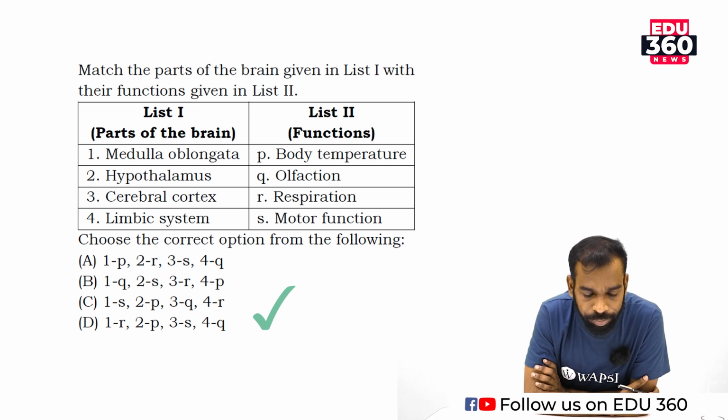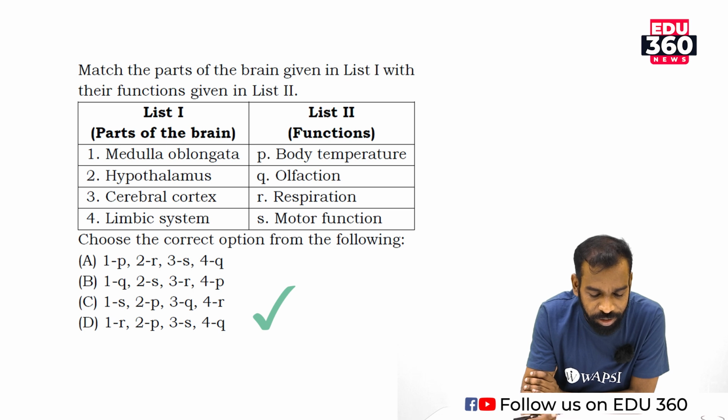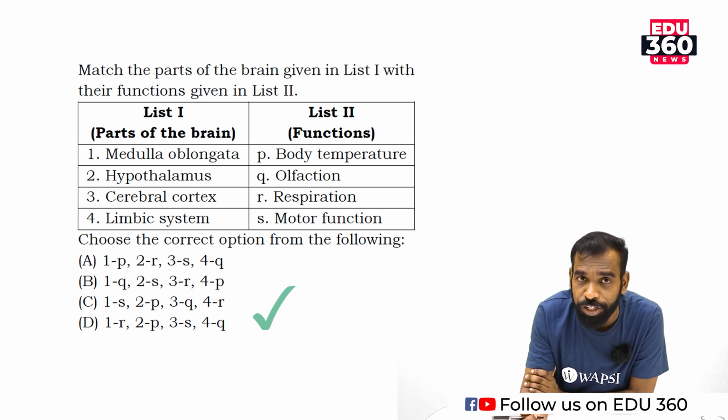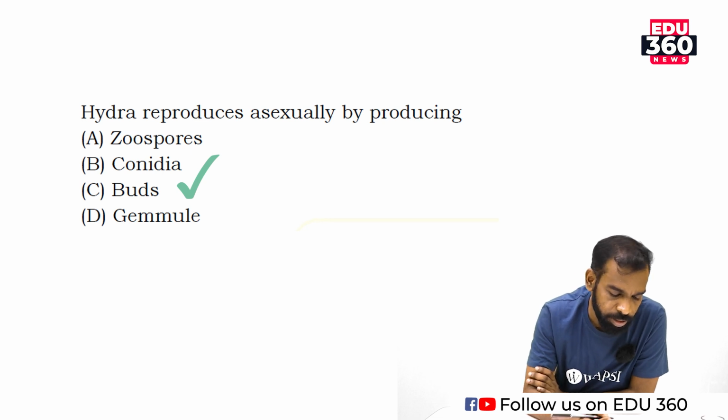Limbic system. Limbic system is also connected with body temperature. Hypothalamus is also connected with body temperature. Here temperature regulation is one of the functions of the hypothalamus. Then the limbic system is also connected with the hypothalamus. Hydra reproduces asexually by producing buds.